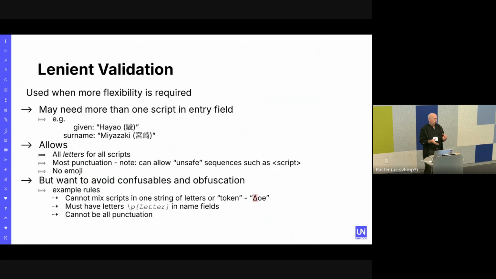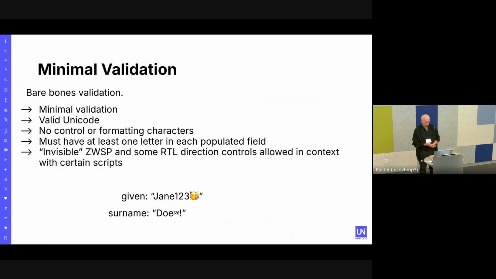So you can't have a name part or part of a name. Like you have this Hayao Miyazaki up here, you have Latin, you have punctuation, you have kanji. But you can't have, for instance, a Greek delta, Latin O, Latin E for Doe and Jane Doe. They have to all be the same script when you have a sequence of ranges. The main reason for that is to avoid confusables, where you're mixing in Greek, Russian, Cherokee, and Latin all at the same time to make it look like something else. And a name field cannot be all punctuation.